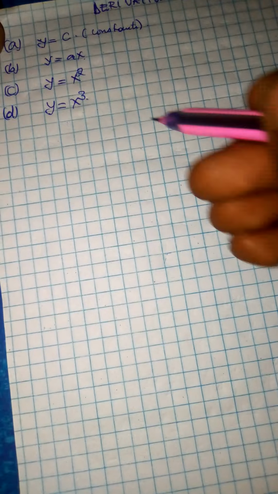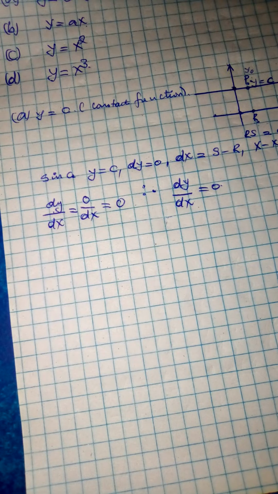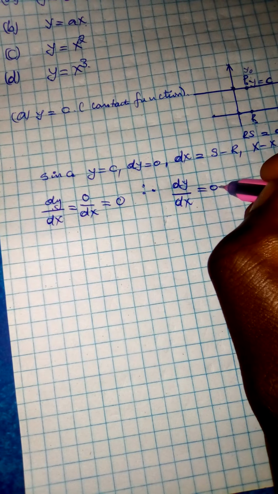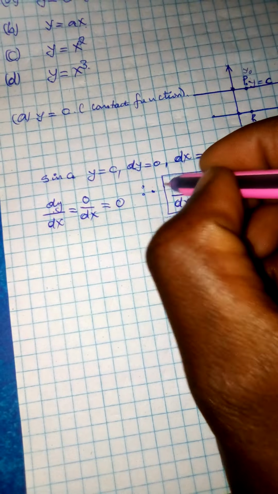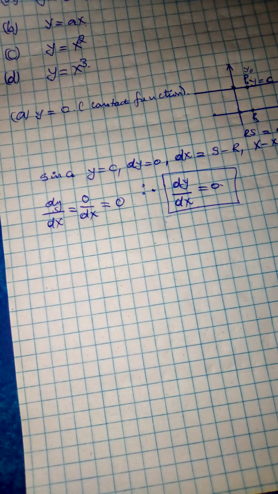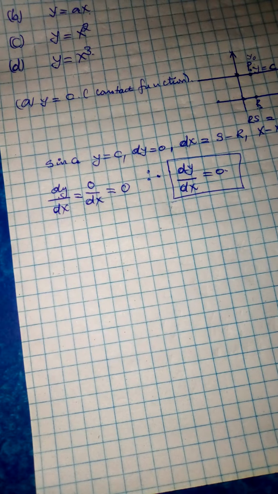So as a conclusion, the derivative of a constant function equals 0. That is the conclusion. Any derivative of a constant function would give 0.